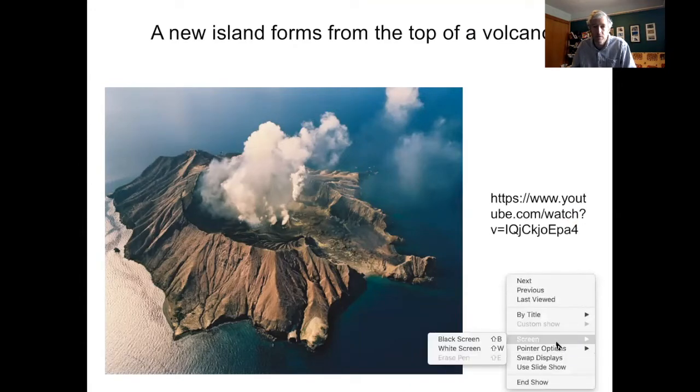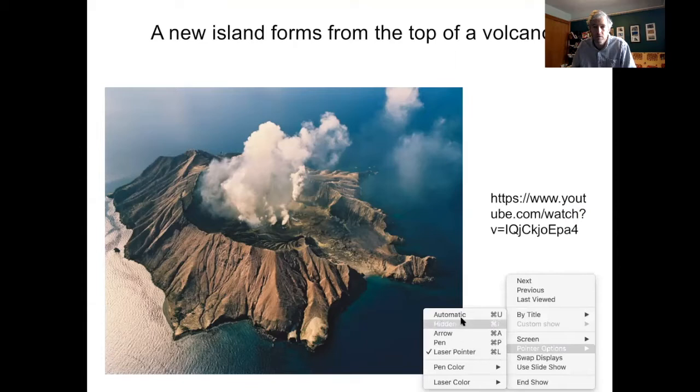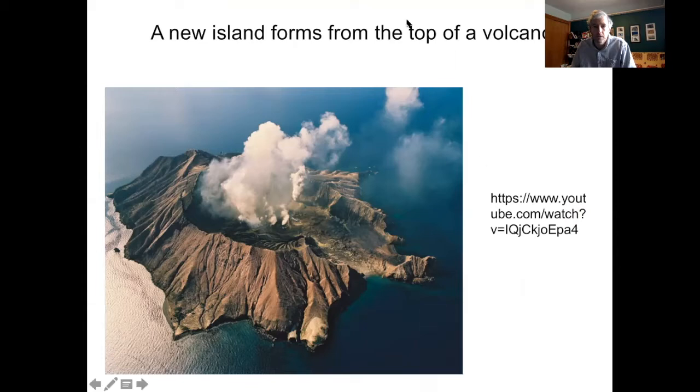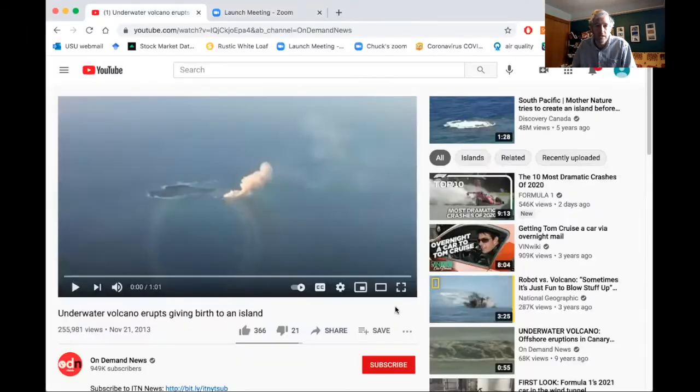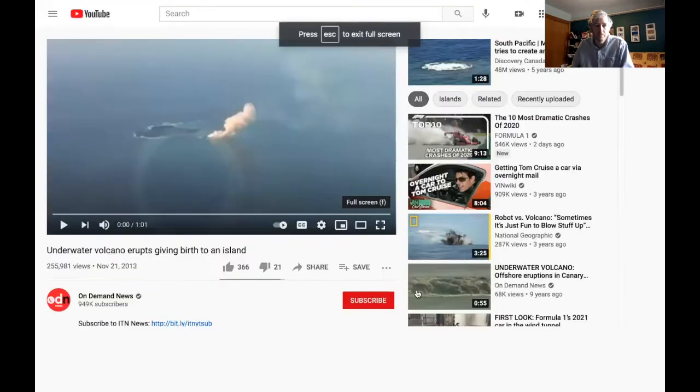Just let me sort it out. Pointer options. Okay, I just need to new share. Let's go on to, where did I have it? Here we go. So here is a new island forming.